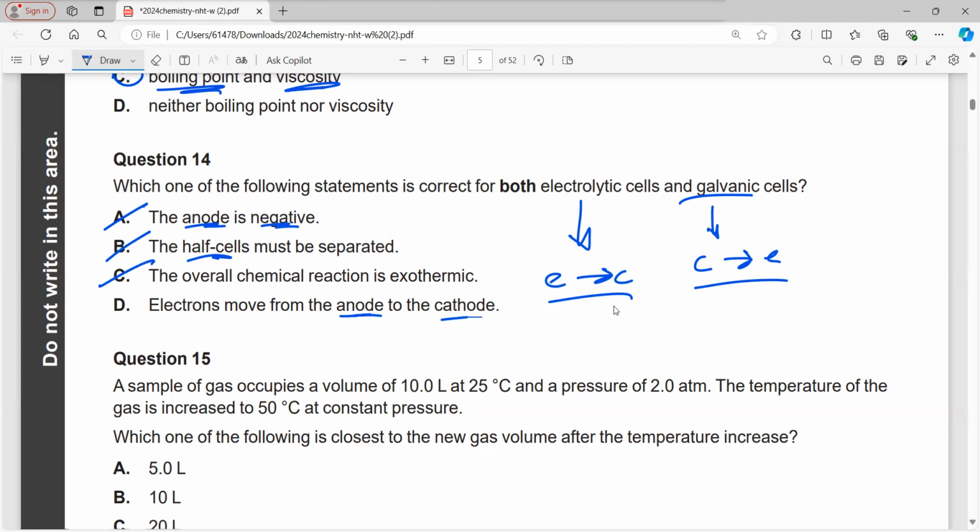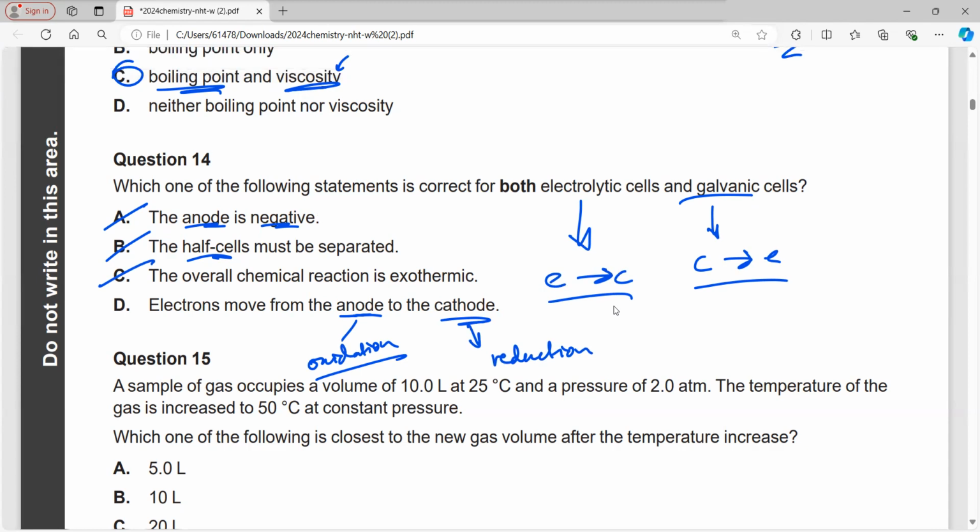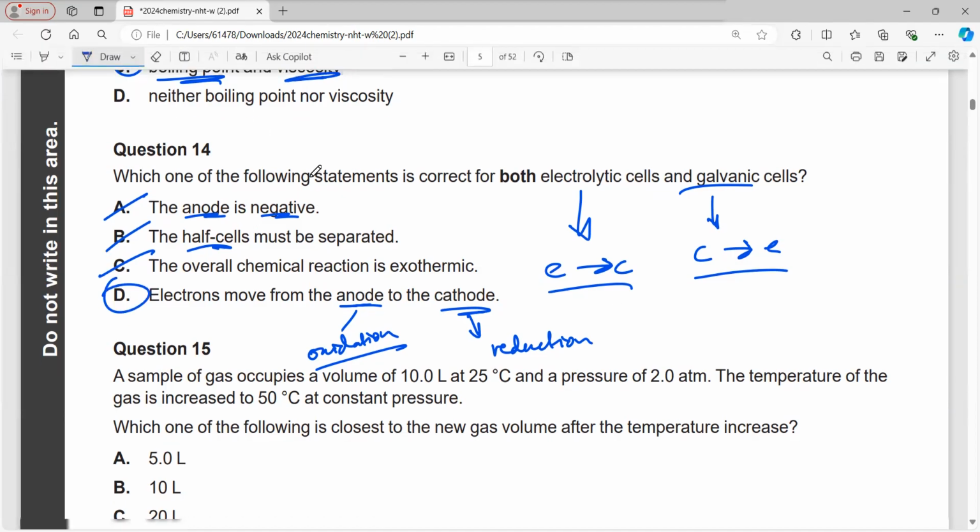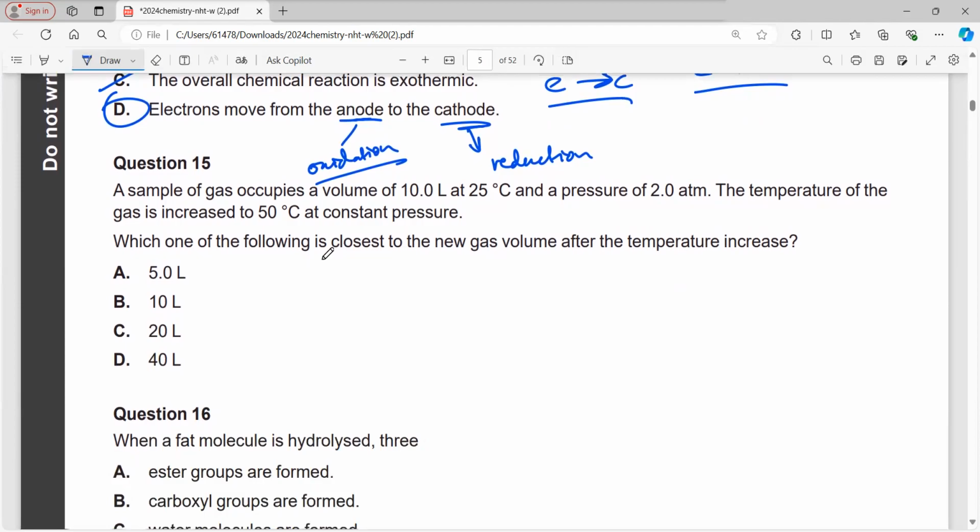Electrons move from the anode to the cathode. Yeah, so this makes sense, right? Because the anode, regardless of whether it is an electrolytic cell or a galvanic cell, will always be the site of oxidation. And the cathode will always be the site of reduction. That makes sense, right? Because you're letting go of electrons at the site of oxidation, so at the anode, and then you're gaining electrons at the cathode, which means we're creating the circuit, and that's why D is the right answer. Cool. Let's keep going.